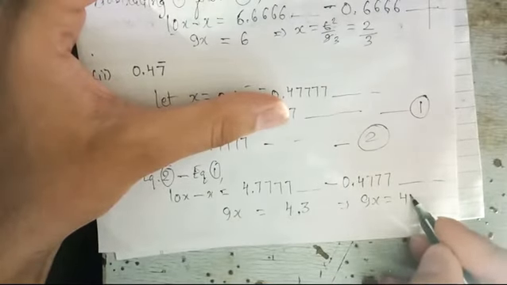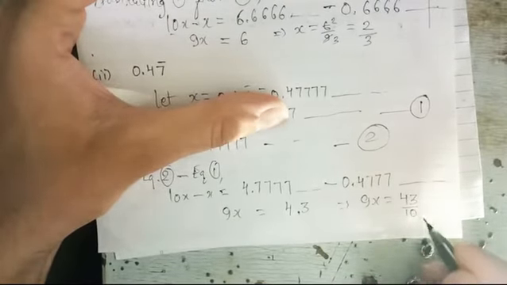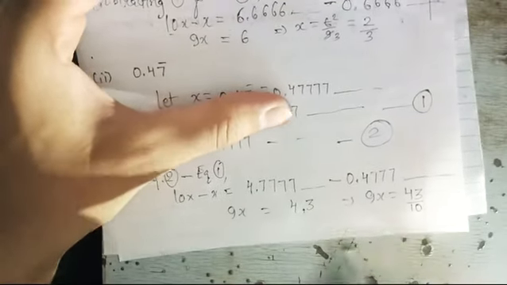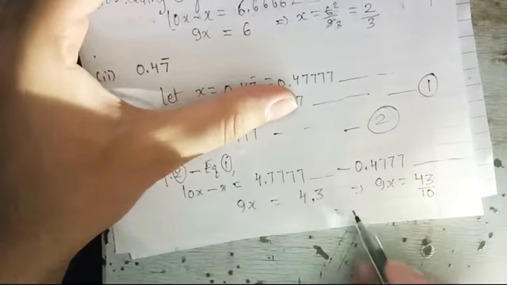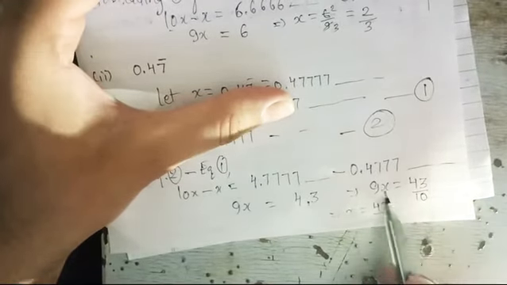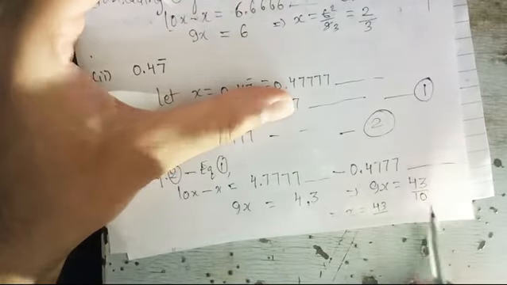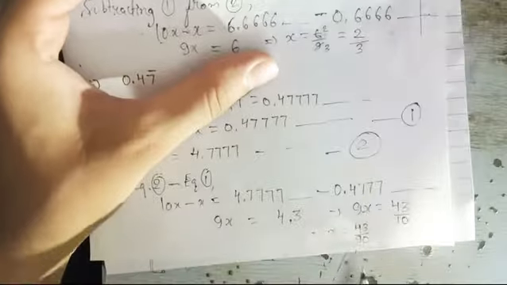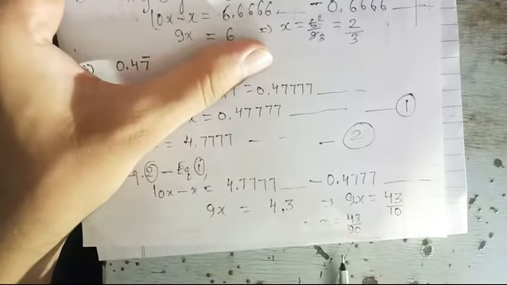That means we can write it as 43 upon 10. When you remove the decimal, 10 will be in the denominator. So then what will be the value of x? x will be equal to 43 upon 9 into 10, 90. So 43 upon 90. That will be the required fraction.